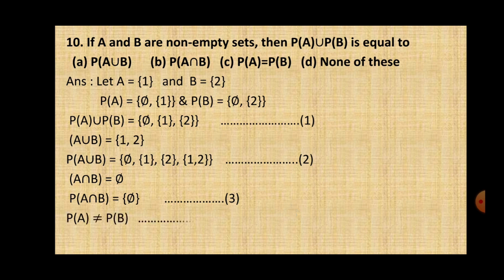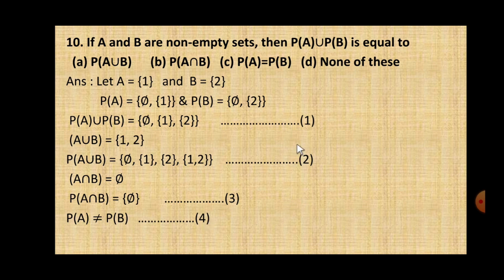Next, P of A is not equal to P of B, because option C is P of A is equal to P of B. So already we calculated P of A is, that is phi comma singleton set 1, and P of B is phi comma flower bracket 2. Now these two sets are not equal, therefore P of A is not equal to P of B.